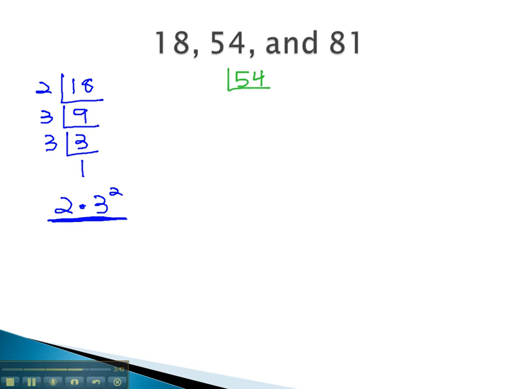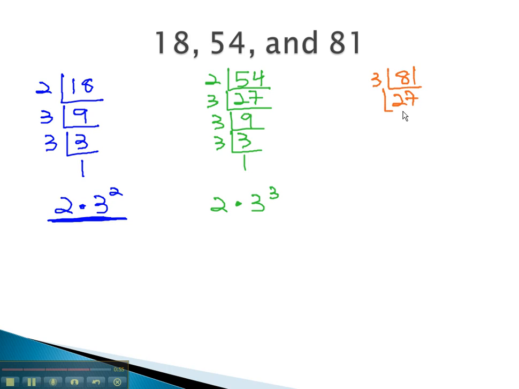54, similarly, is divisible by 2, 27 times, which is divisible by 3, 9 times, which is divisible by 3, 3 times, which is divisible by 3 once. This gives us 2 times 3 cubed. 81 is divisible by 3, 27 times, which is divisible by 3, 9 times, which is divisible by 3, 3 times, which is divisible by 3 once. 81 is 3 to the 4th power.